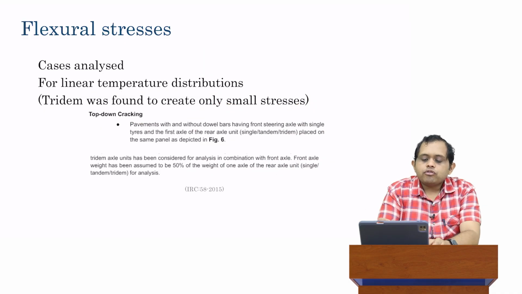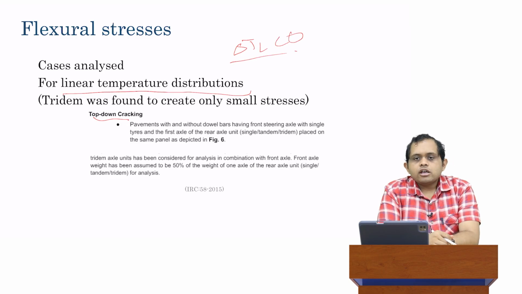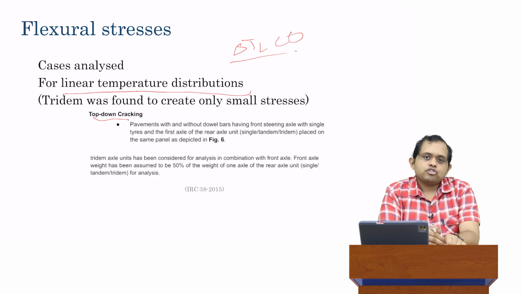Anyway, for top-down cracking, that means when delta TL is less than 0, only linear temperature distributions are used. If you go back to the previous lecture, where I talked about how IRC 58 takes climatic conditions into account, I mentioned one comment they had, which said that for bottom-up cracking you have a non-linear temperature distribution. For top-down cracking, the term used was nearly linear temperature distribution. So it's almost linear. I had mentioned that I somewhat disagree with that.